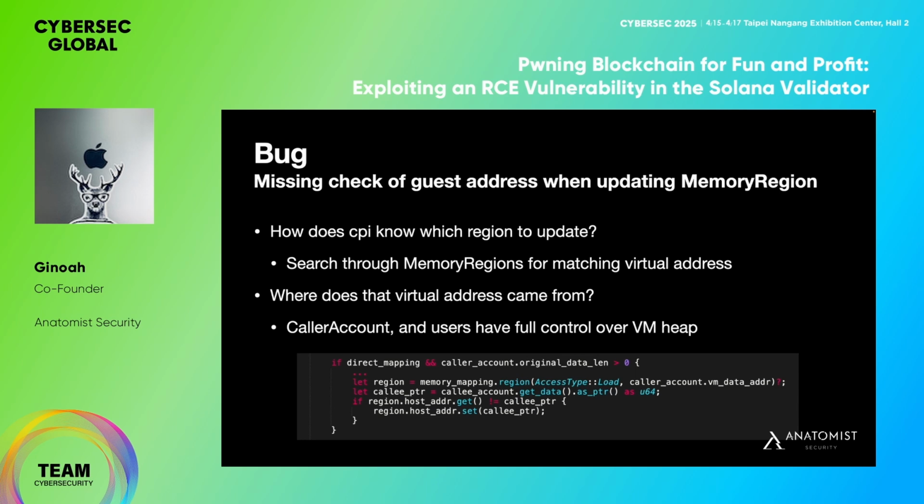Here, two questions arise. How does the CPI know which region to update, and where does that virtual address come from? We search through the list of memory regions for a matching virtual address, but the virtual address we compared against came from caller account, which is constructed using information of account info from the VM heap, which means it is fully controlled by the user. Nothing ensures that the virtual address points to the correct data for the account.